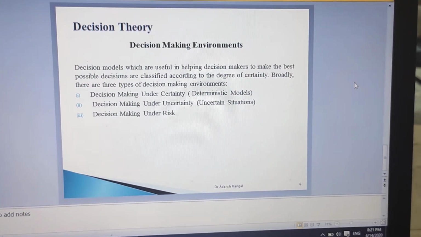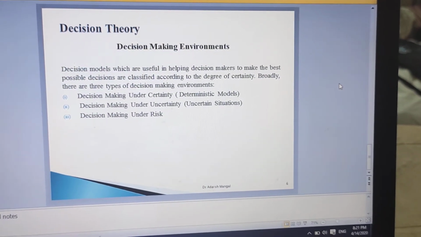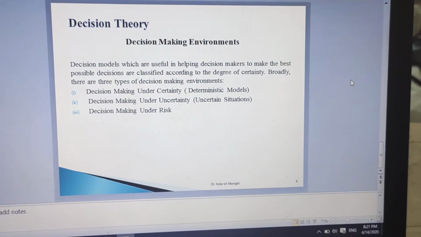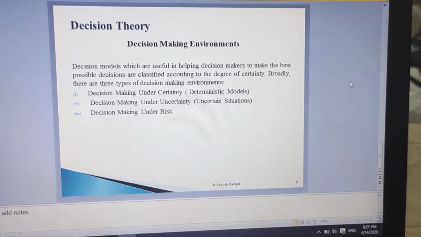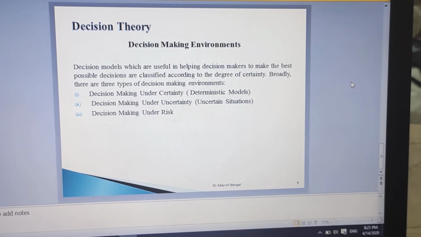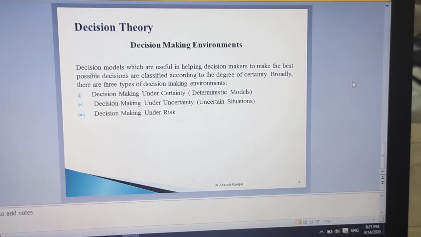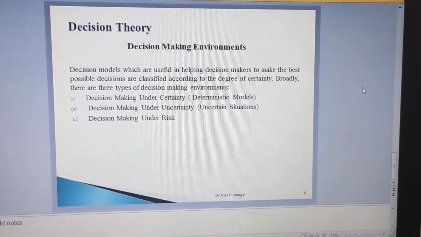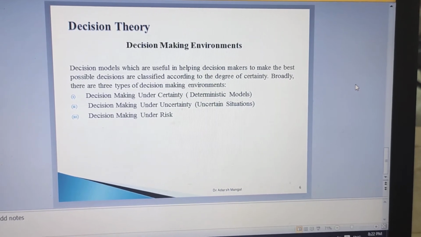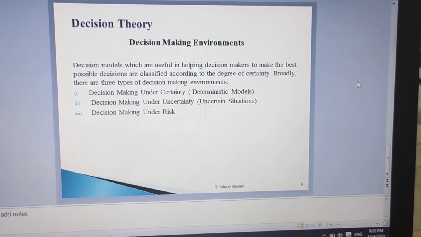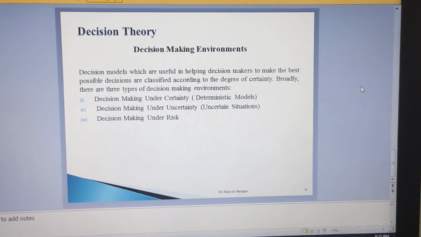Now, decision making environments. There are broadly three types of decision making environments. Decision models, which are useful in helping decision makers make the best possible decisions, are classified according to the degree of certainty. Broadly, there are three types. Decision making under certain environment, which are known as deterministic models. Decision making under uncertainty, uncertain situations, and the third and last one is decision making under risk.